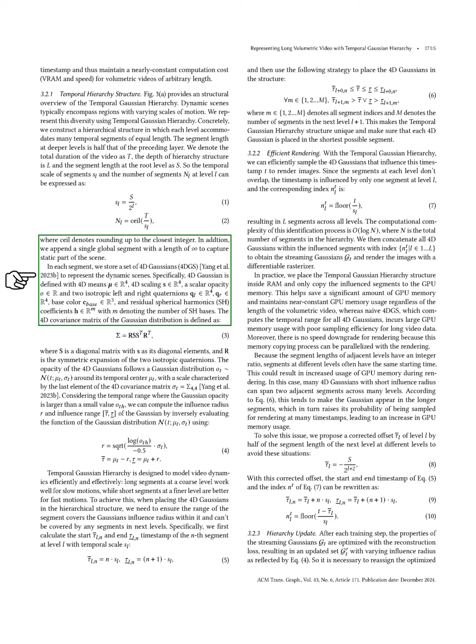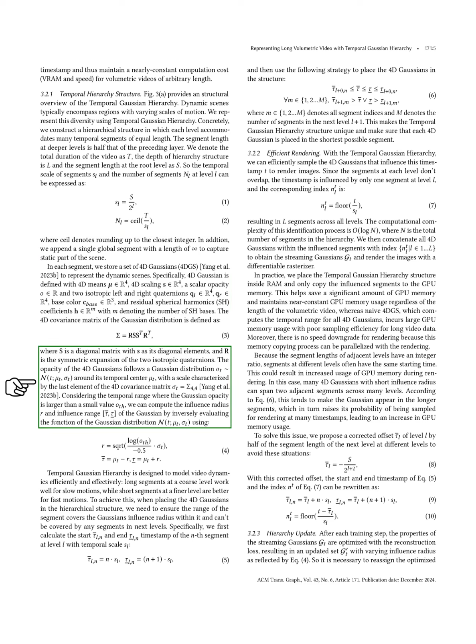Each 4D Gaussian is characterized by its mean, scaling, opacity, 2 isotropic quaternions, base color, and spherical harmonics coefficients. The 4D covariance matrix defines the Gaussian distribution, and the opacity follows a Gaussian distribution centered around its temporal midpoint.